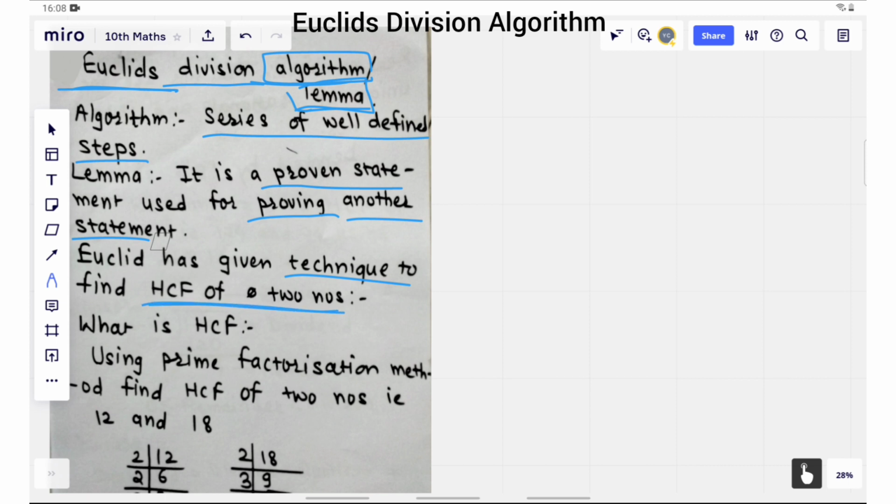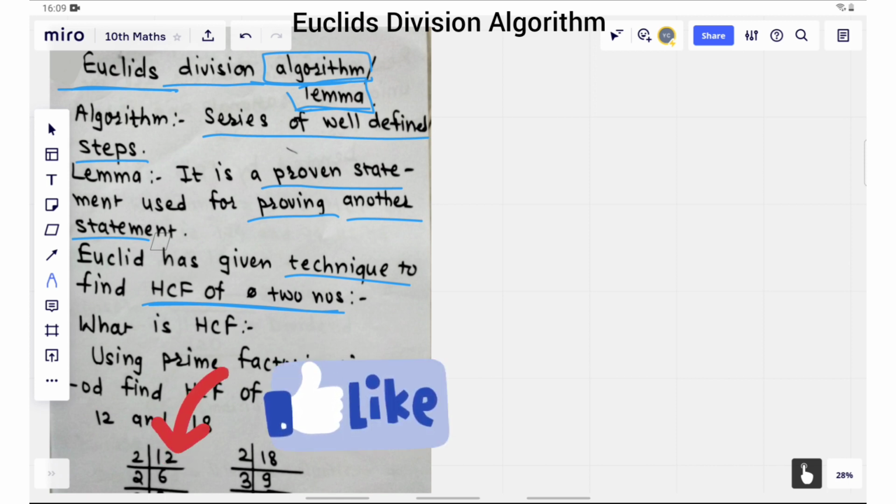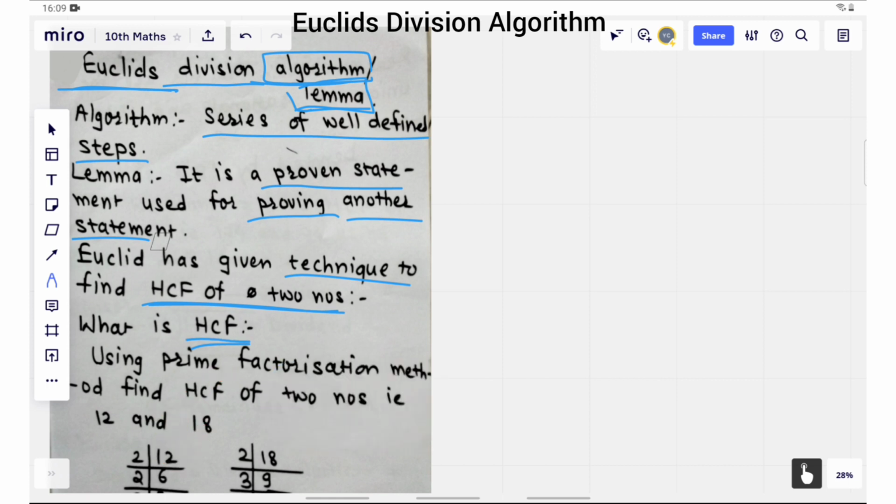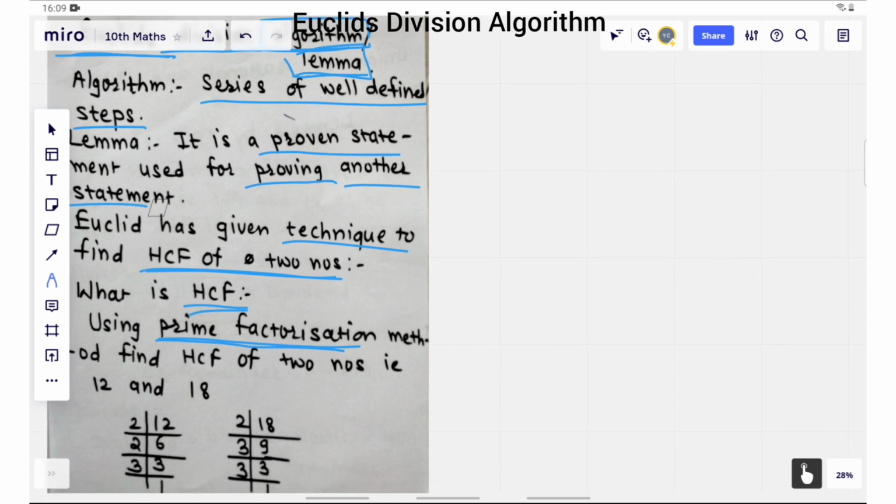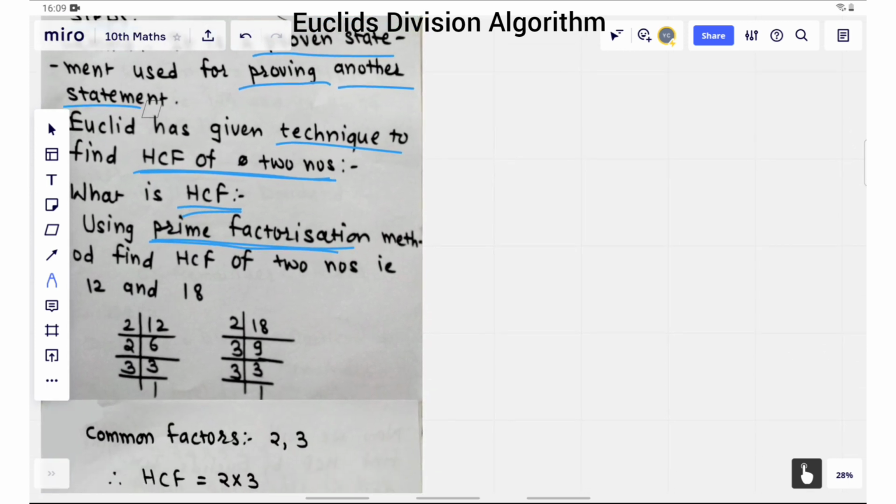Before going to Euclid's division algorithm to find HCF, we will see what is meant by HCF, and we will find that HCF using our prime factorization method. Firstly we will see, if there are two terms, how to find out their HCF using prime factorization. For that we have taken two numbers. First number is 12 and the second one is 18.